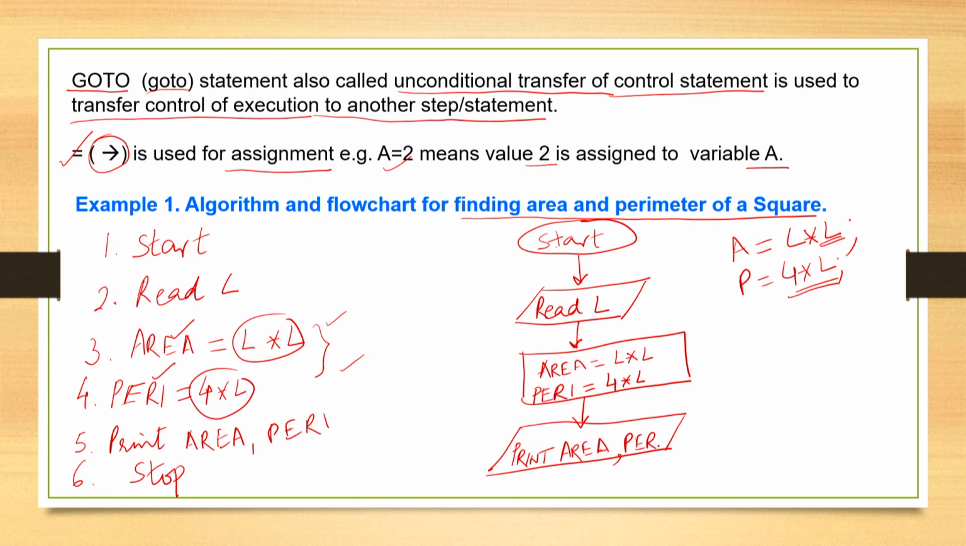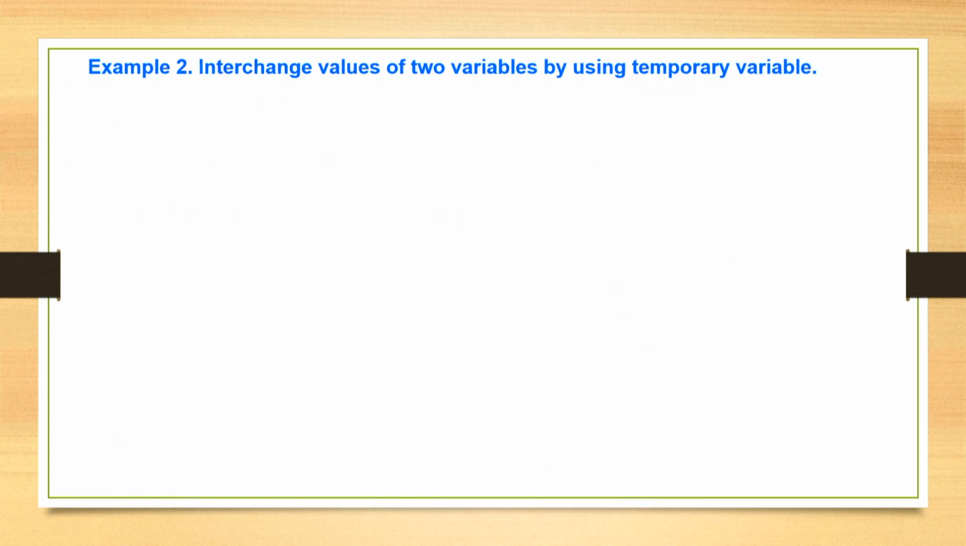So this will do what? This will print the area, that is the value which is stored in the variable named area, and the perimeter, which is calculated as 4 into L, its value is stored in peri. And once it is done, then you have to stop. So this is a very simple example for writing an algorithm and flowchart, which computes the area and perimeter of a square. Okay. Let's take another example.